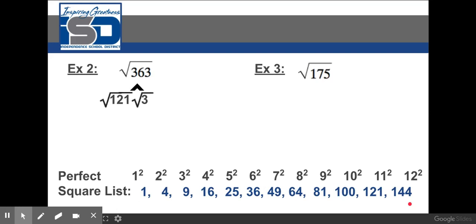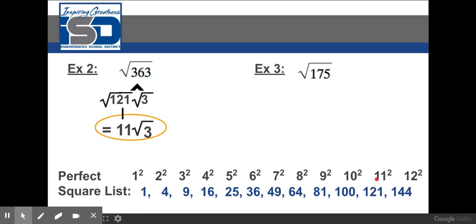Take the square root of both of the numbers. We know that the square root of 121 is 11 because we would just take away that square. And the square root of 3, there is no simplification of that, so we just bring it down, and there's our answer.